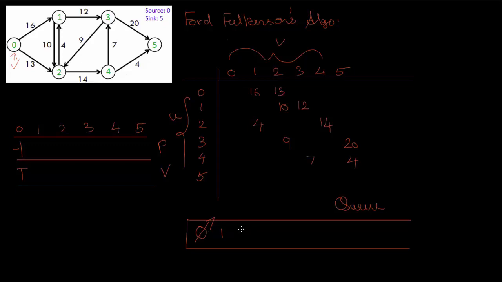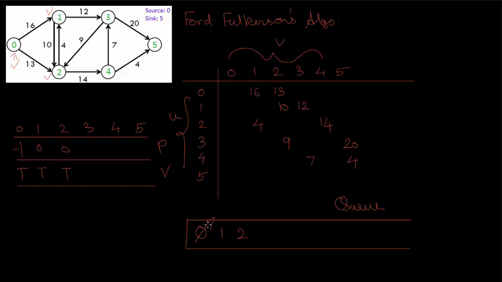I queue 1 and 2. Next, I basically check the same thing. Now 1 and 2 are visited, so I put T and T over here, and they also know what their parent is. Their parent is 0, right? 0 is the parent for both 2 and 1 because we just saw it.